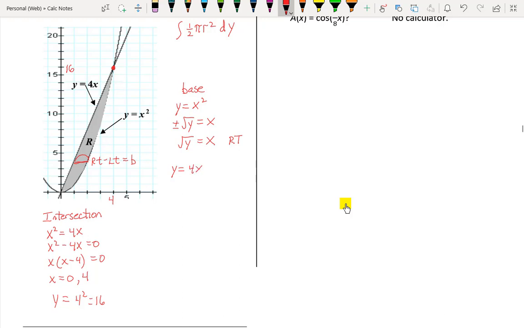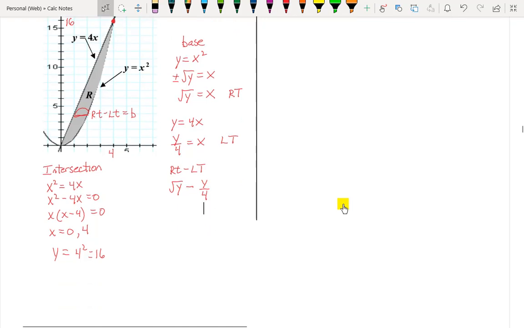And again, we have to solve this for x. So y over 4 is going to equal x, and this is the left side of that shape. Now we need to do right minus left to find the whole base. So we're going to end up with the square root of y minus y over 4. That'll be a fun one, won't it? It's a good thing we have calculators. And again, this is our base or our diameter here.